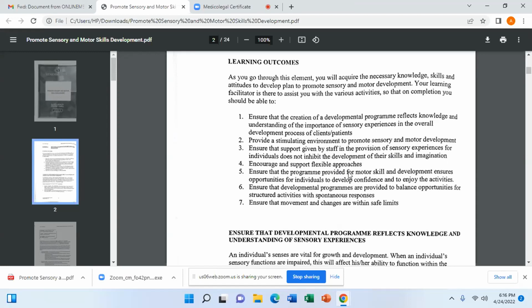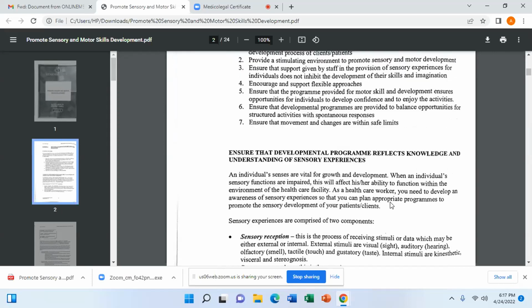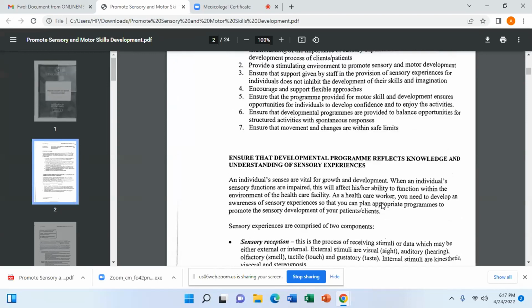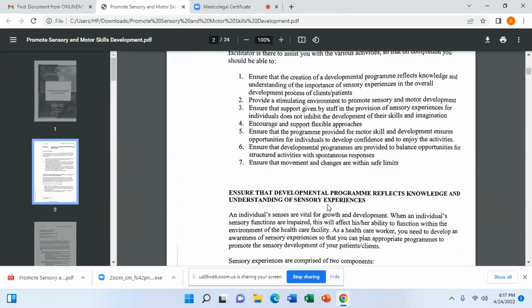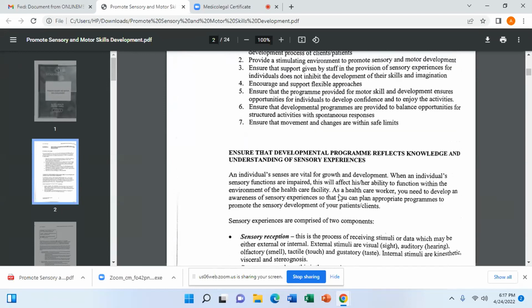Ensure that the program provided for motor skill and development ensures opportunities for individuals to develop confidence and to enjoy the activities, and ensure that developmental programs are provided to balance opportunities for structured activities with spontaneous responses. Ensure that movement and changes are within safe limits. The first thing that they're going to look at is developmental program reflects knowledge and understanding of sensory experience.